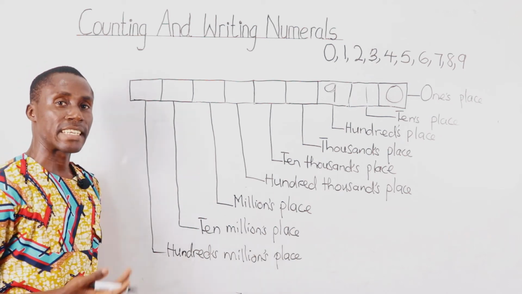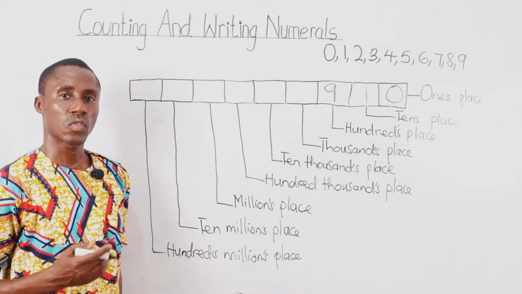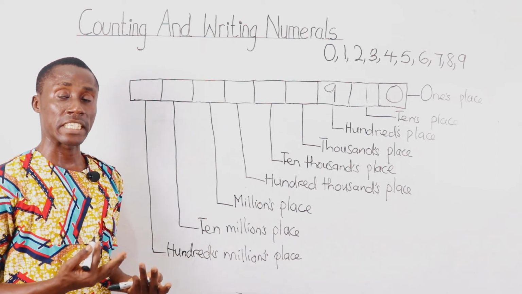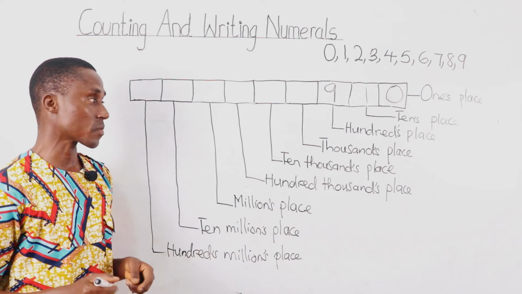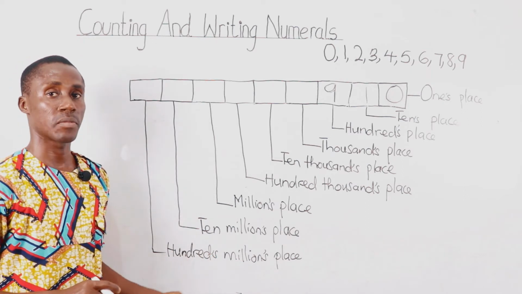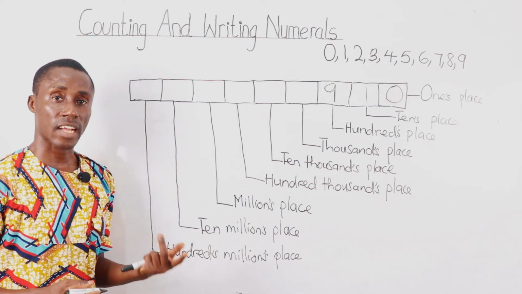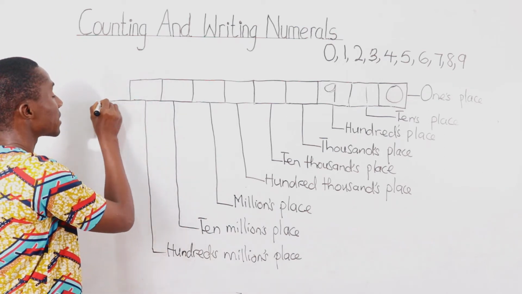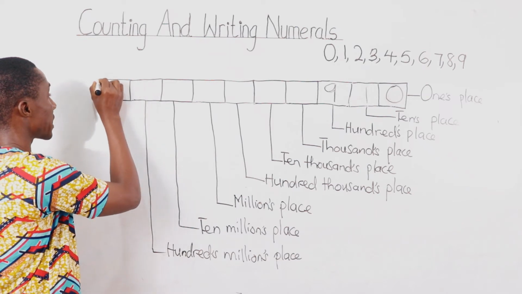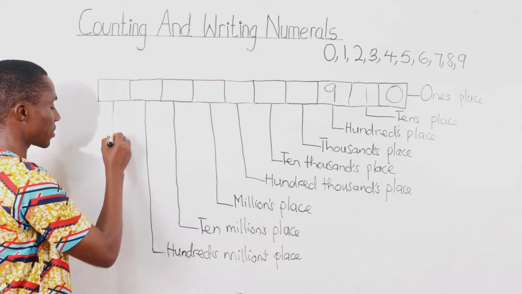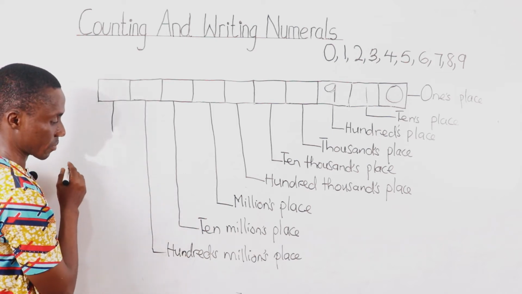So the next number place, which is the last number place we are going to add in this lesson, is going to be 100 millions times 10, and that will give us 1 billion, and therefore the next number place will be called the billions number place.